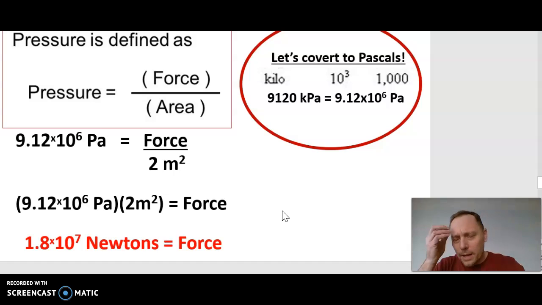Now, this one was tricky, all right? What I like about it is this is a great preview of what you would encounter in the ACT. This is a 3-step problem. We had to convert to pascals, we had to algebraically rearrange our equation, and we had to multiply. A great ACT preview. So that's our answer right there.